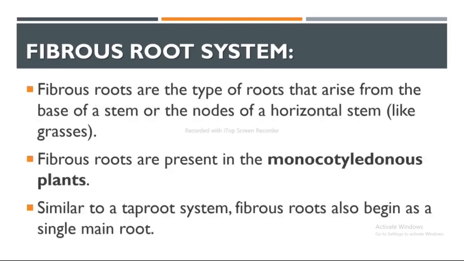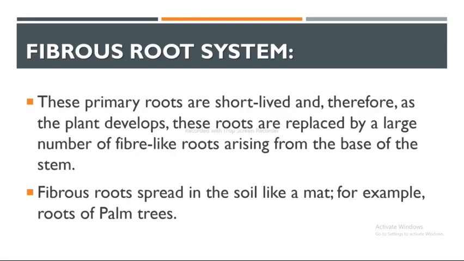Fibrous roots are the type of roots that arise from the base of a stem or the nodes of a horizontal stem, like grasses. Fibrous roots are present in the monocotyledonous plants, and similar to a taproot system, fibrous roots also begin as a single main root. These primary roots are short-lived, and therefore, as the plant develops, these roots are replaced by a large number of fiber-like roots arising from the base of the stem. So fibrous roots spread into the soil like a mat, for example, the roots of palm trees.